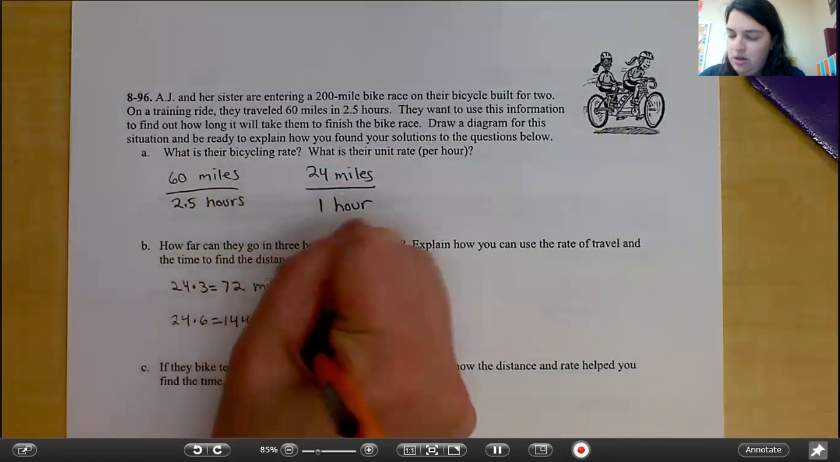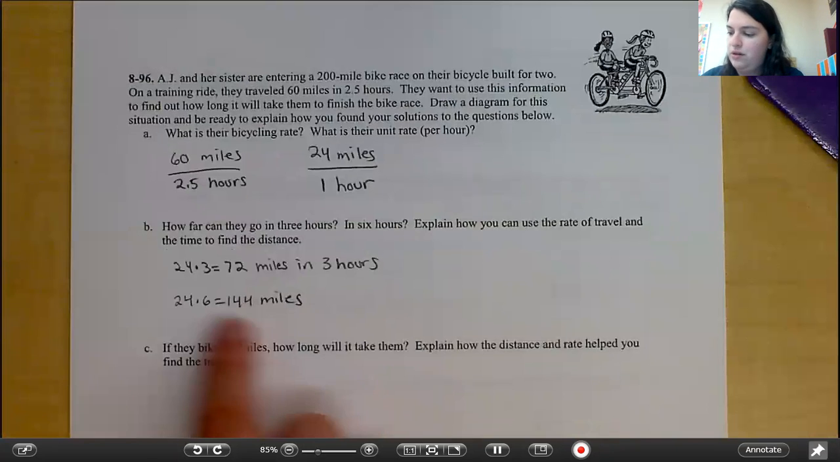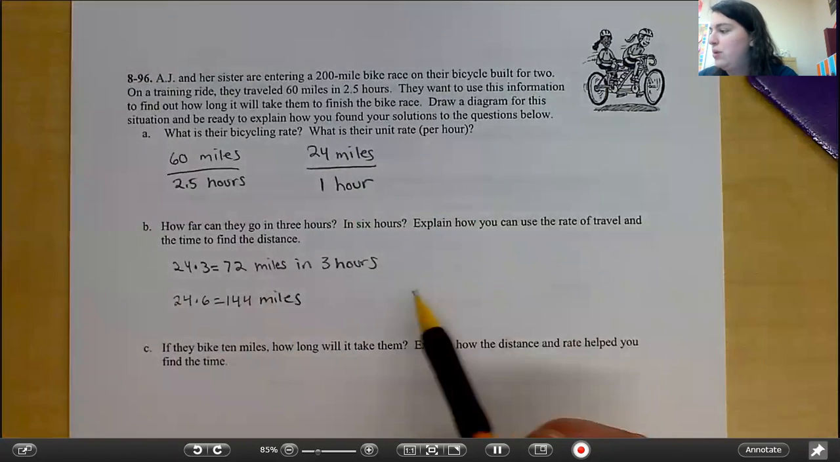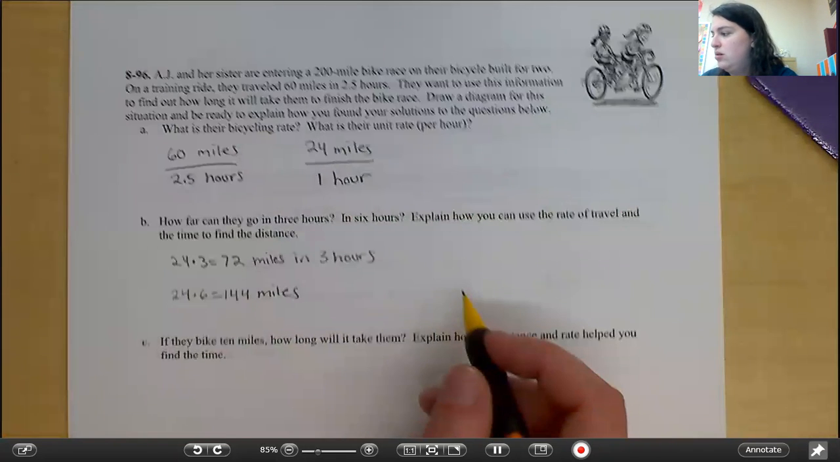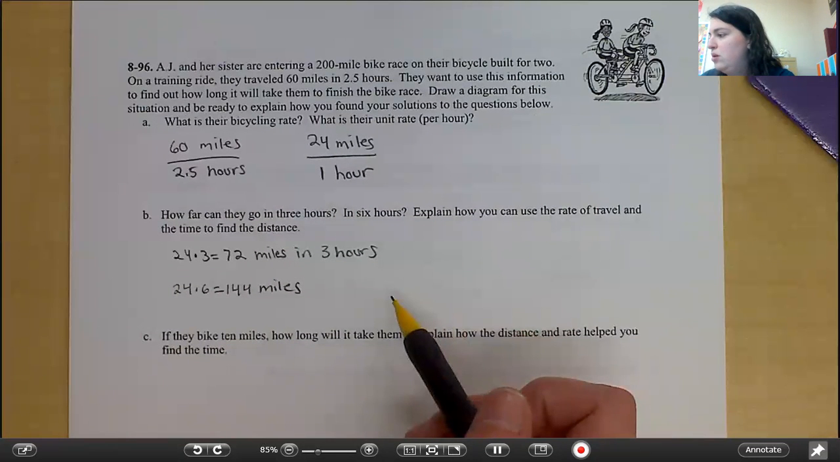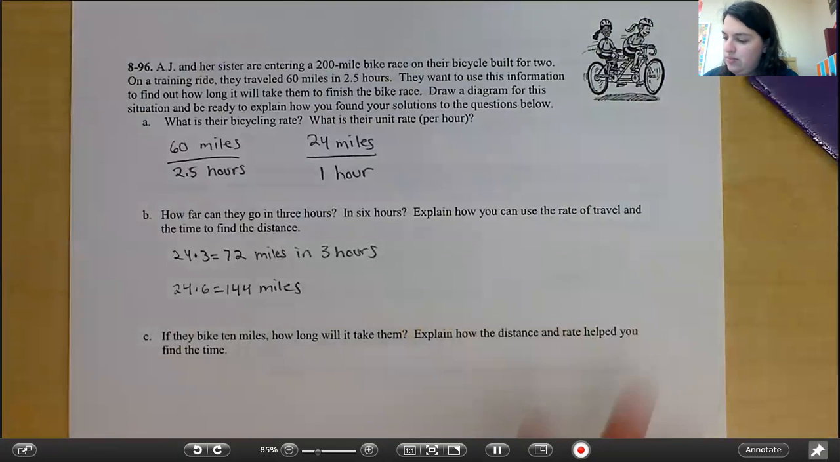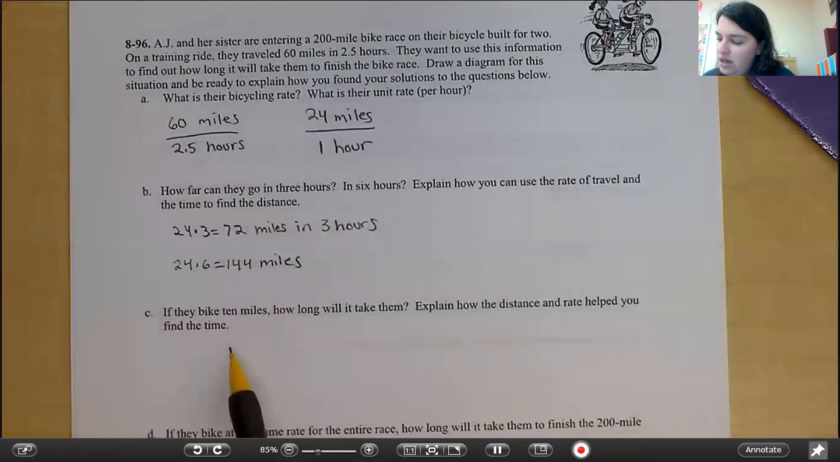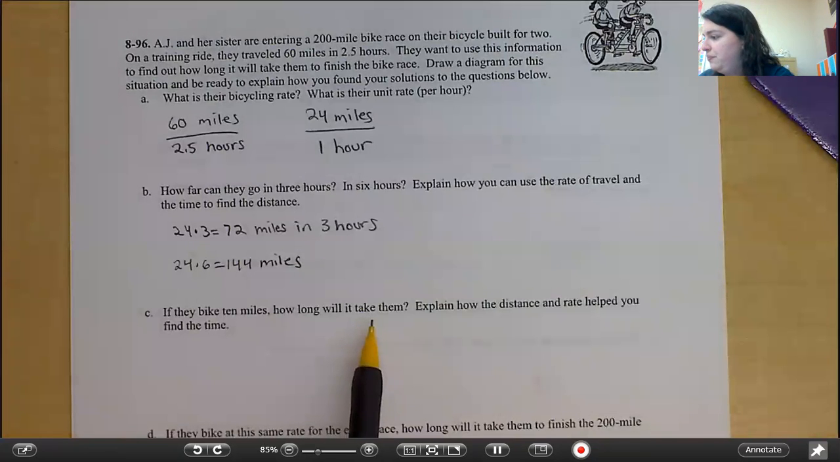In 6 hours, they can go 144 miles because 24 is your unit rate times the 6 hours is 144. We're multiplying the rate of the travel times the time to get the distance. C, if they bike 10 miles, how long will it take them? Explain how the distance and the rate helped you find the time.